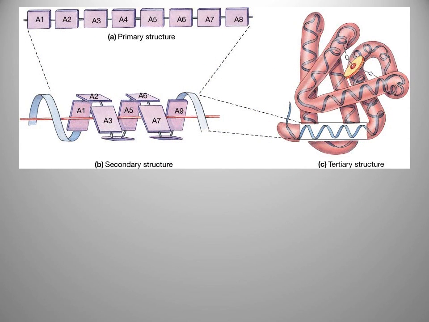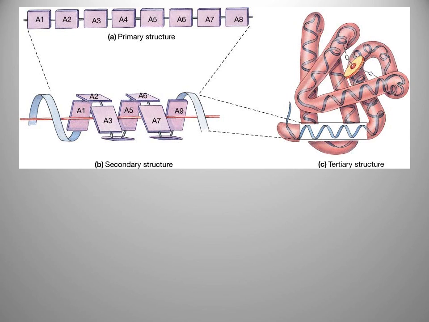So here's primary structure up here at the top. These are amino acids. This is the linear sequence of amino acids translated from an mRNA sequence. And so they are linked by what are called peptide bonds. Those are covalent bonds linking one amino acid to the next.